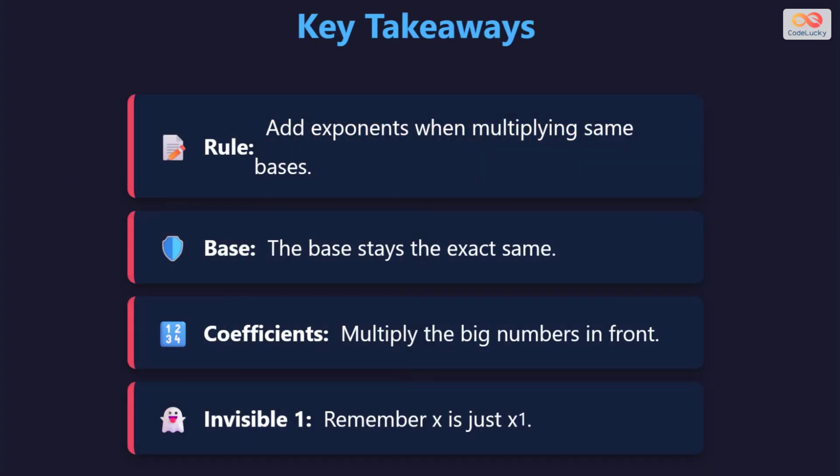Let us summarize. When multiplying terms with the same base, add the exponents. The base remains unchanged. If there are coefficients, multiply those normal numbers separately. And never forget the invisible exponent of 1 on single variables.